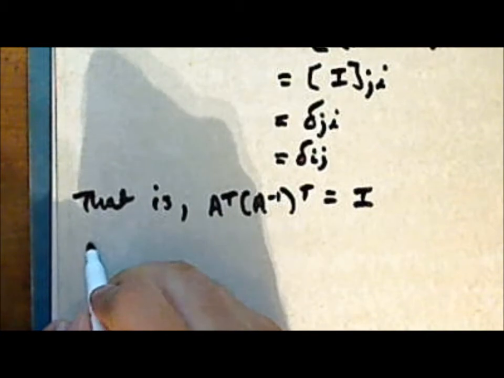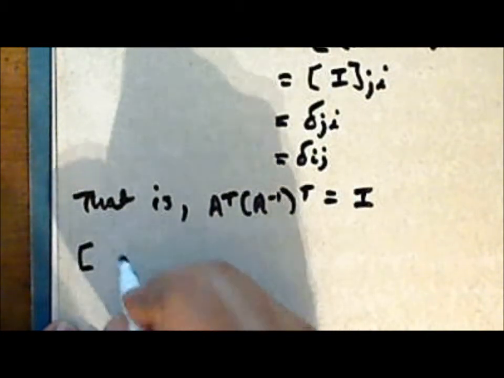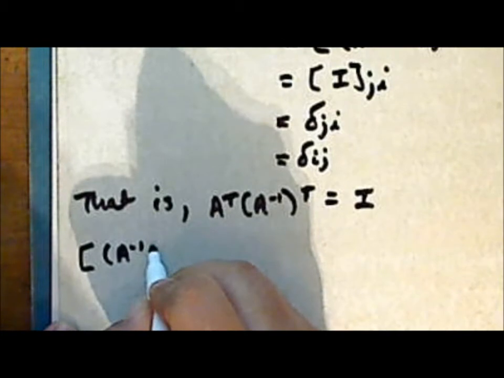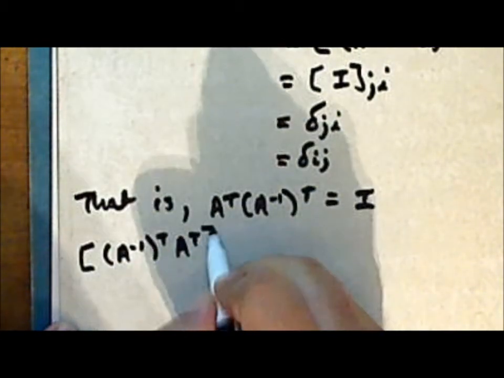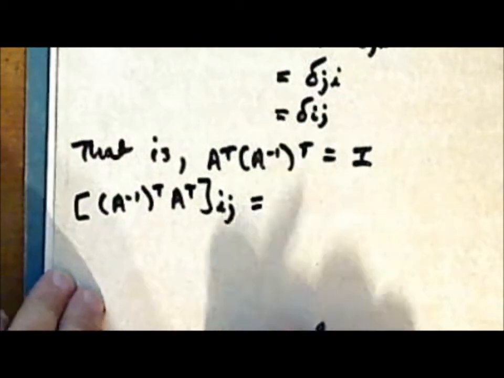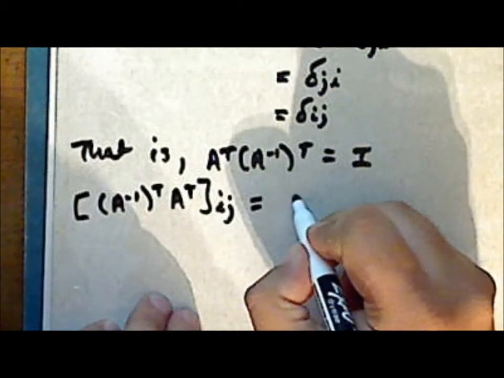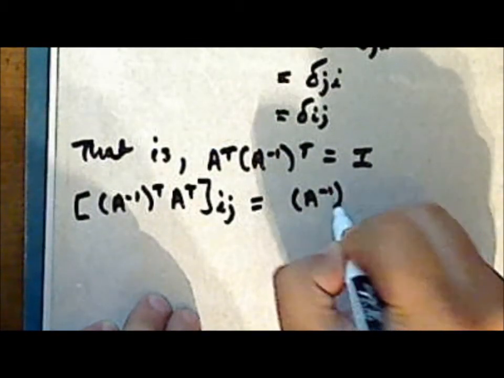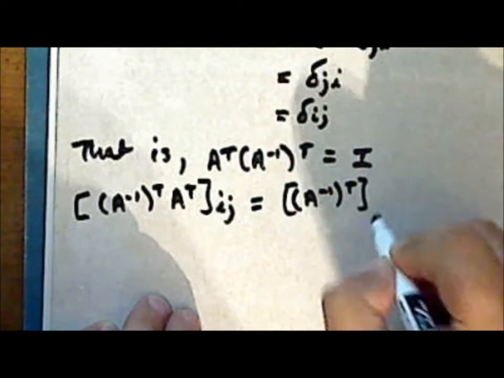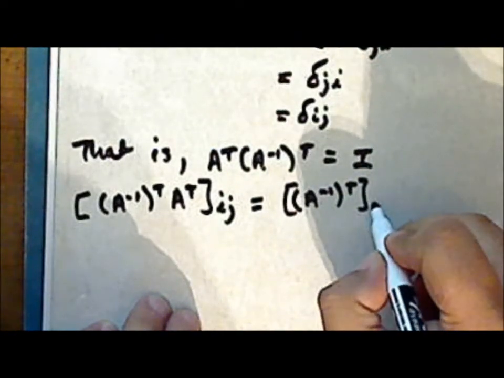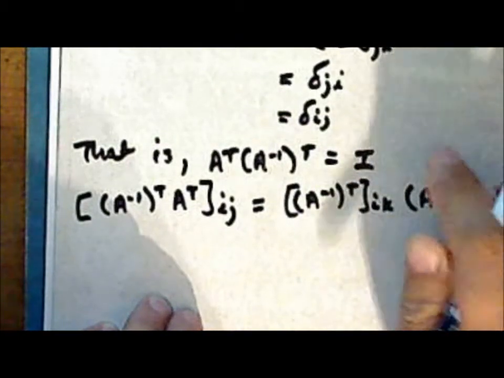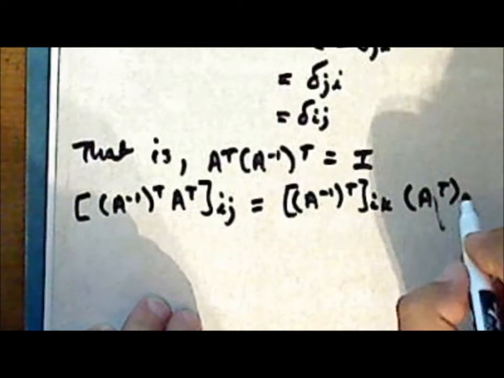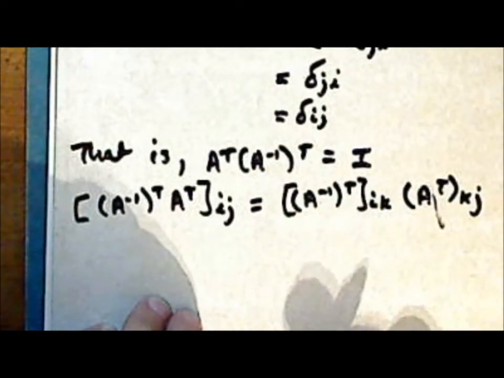So next we need to look at the components when we pre-multiply the transpose of A with the transpose of the inverse of A. So again, we look at the components in row I, column J. This is the sum of products of the rows of the transpose of the inverse of A with the columns of the transpose of A.